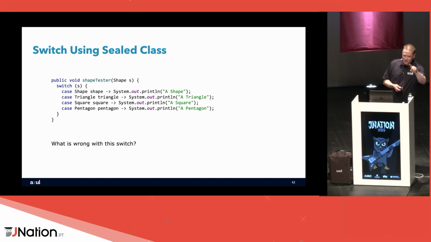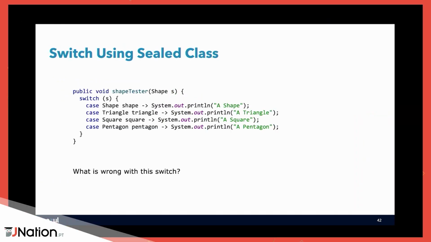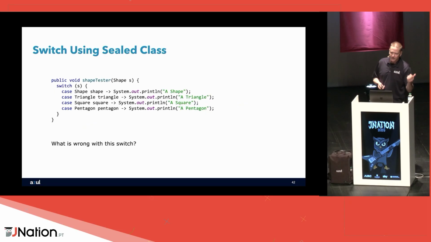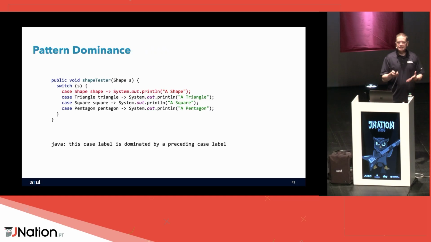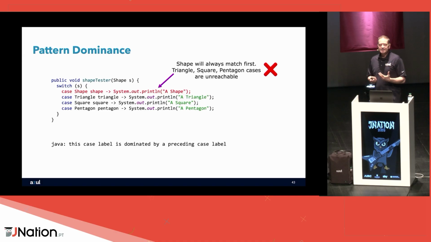Yes, okay, so I think I can hear the right answer down below there, which is, the problem is that shape is the superclass of triangle, square, and pentagon. And that means that everything that is a triangle, a square, or a pentagon is also a shape, polymorphism, which means that the compiler will say, oh, no, you can't do that. This case label is dominated by the preceding case label. It would actually be the triangle which is dominated. And what it means is that the code below the shape case is unreachable.